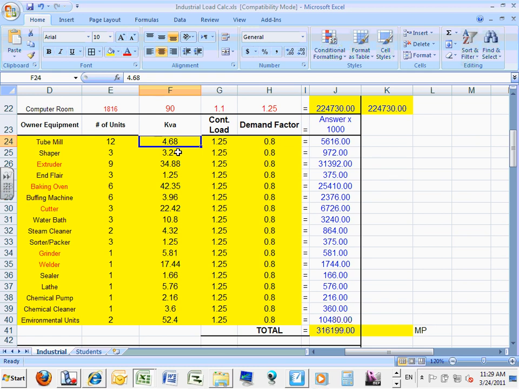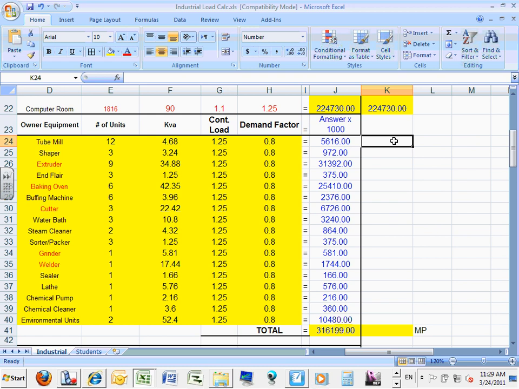Let's just do it for the tube mill. Can you guys see the tube mill is 13 amps? So 13 amps times 208, it's three phase, times 1.73, divided by 1,000. That will get you what they came up with, 4.68. Everybody can see where 4.68 came from? Let me do the math here, guys.